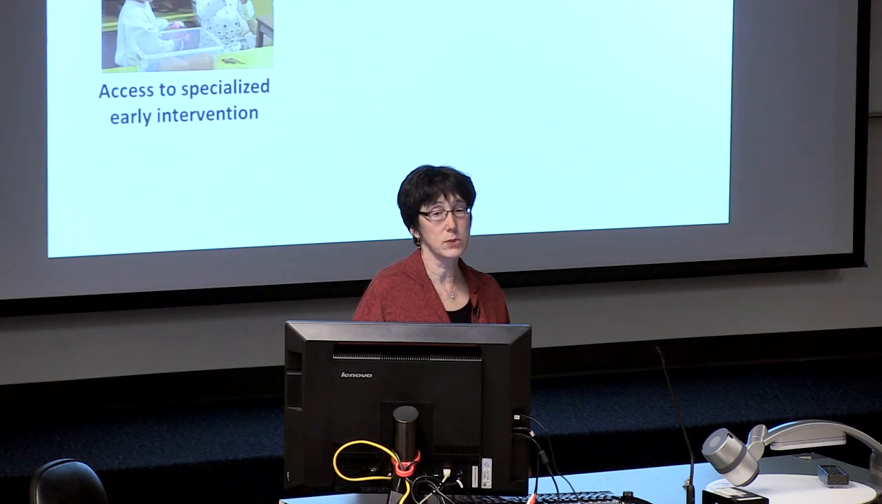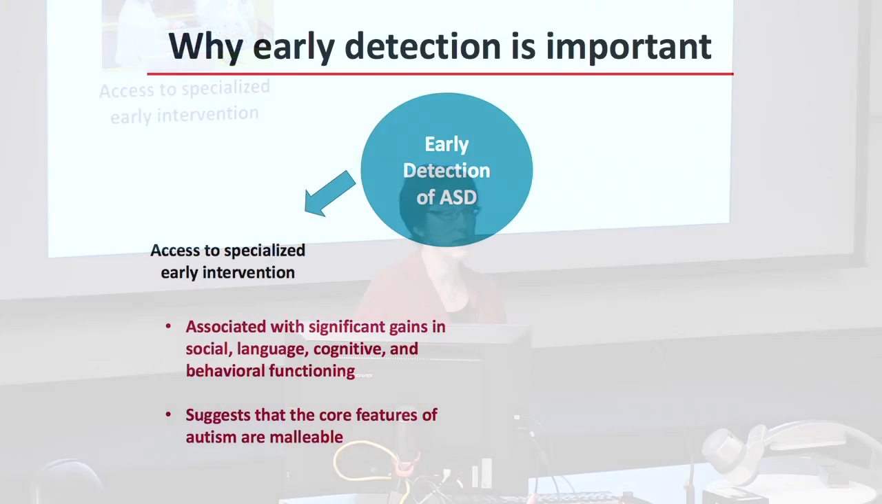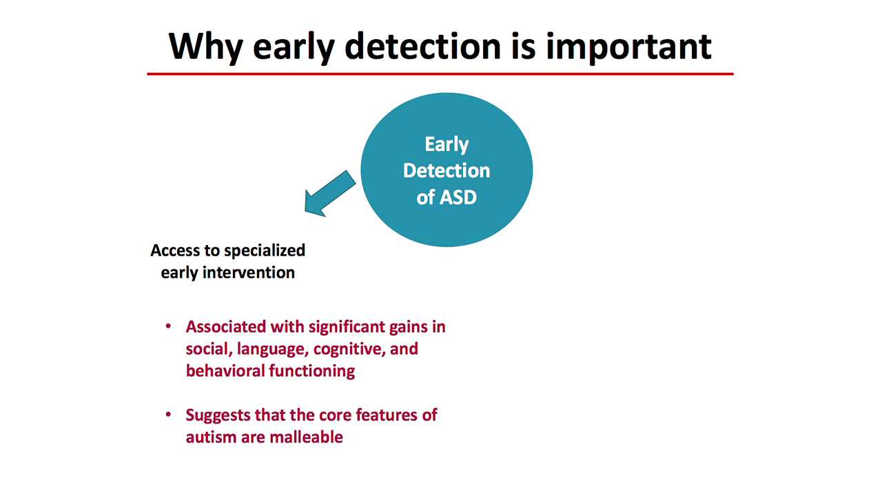First, I always like to start this way: why early detection is important. There are several reasons for this. The first is that the diagnosis of autism is often the ticket to specialized services. Children with autism don't benefit in the same way from generic intervention and playing on the floor with somebody once a week.